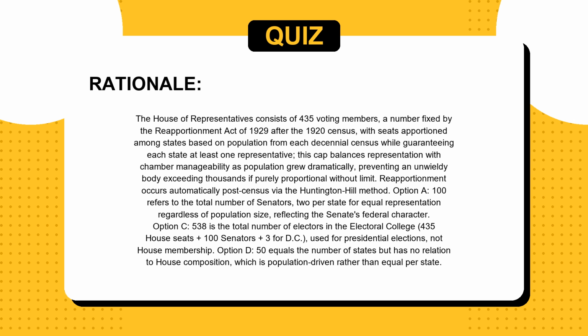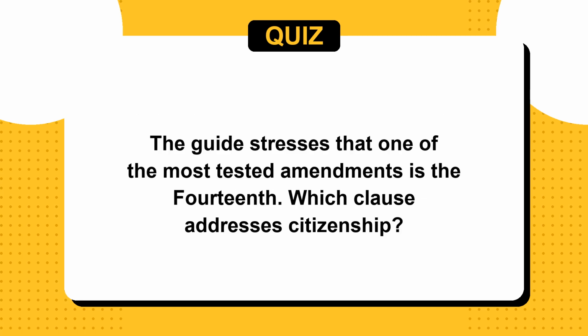Option A, 100, refers to the total number of senators, 2 per state for equal representation regardless of population size, reflecting the Senate's federal character. Option C, 538, is the total number of electors in the Electoral College, 435 House seats plus 100 senators plus 3 for D.C., used for presidential elections, not House membership. Option D, 50, equals the number of states, but has no relation to House composition, which is population-driven rather than equal per state. Next question.